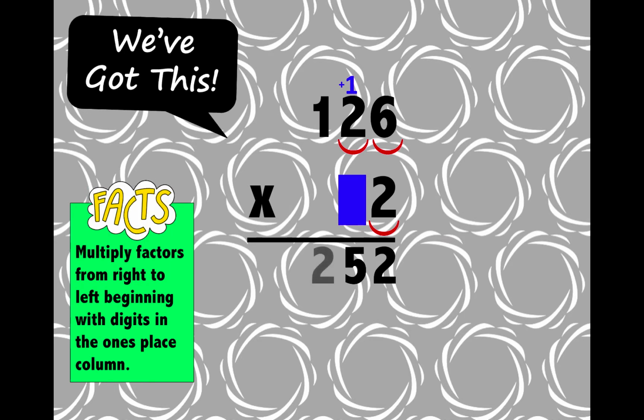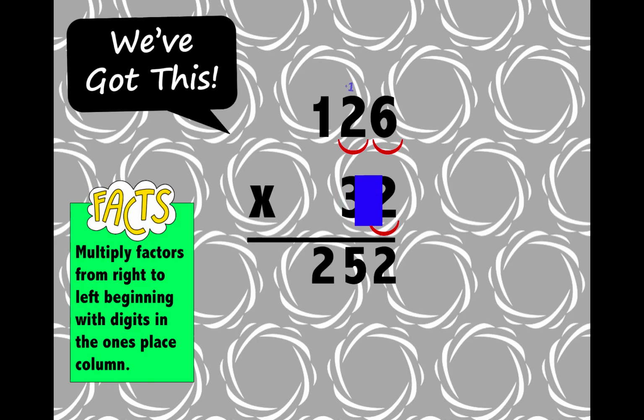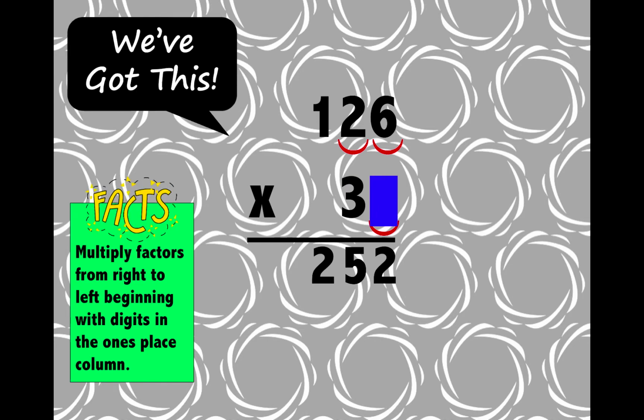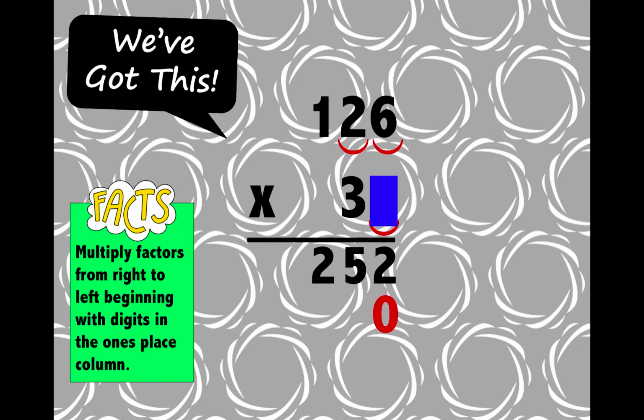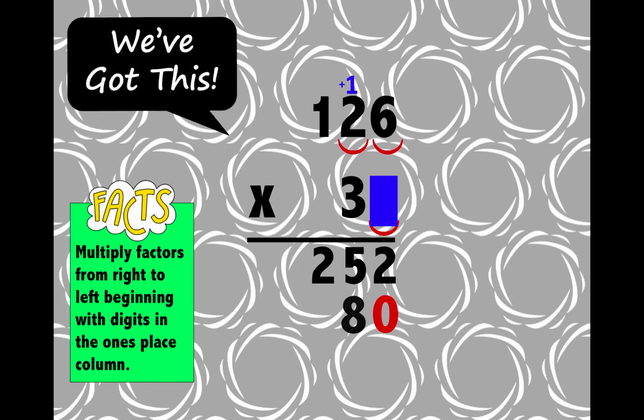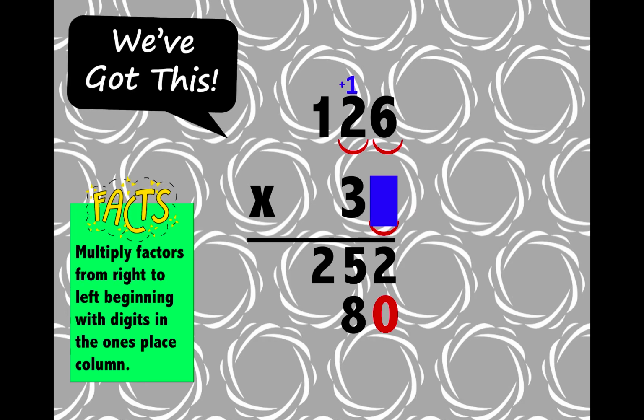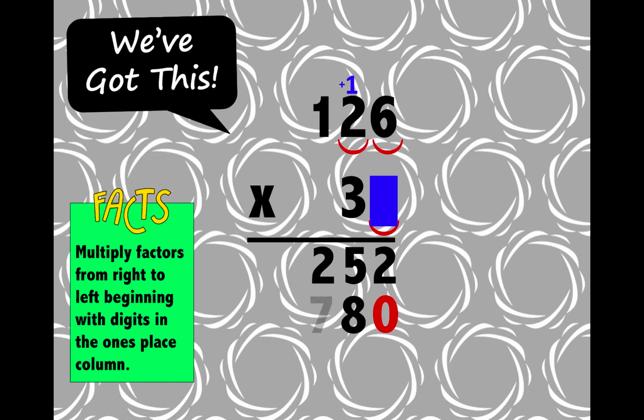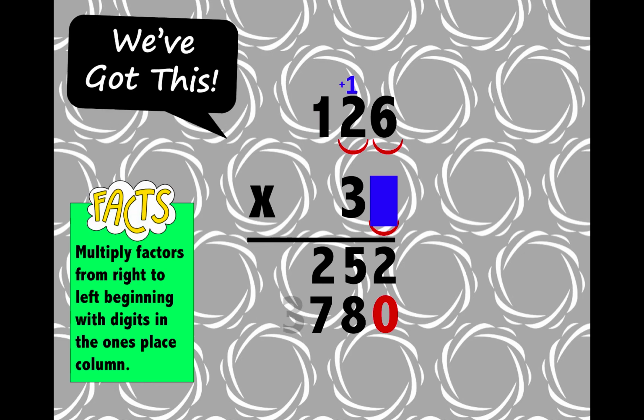Now we're ready to multiply the top numbers by the bottom digit in the tens place value column. First, drop a line and place a 0 in the ones place value column. Now we're ready to multiply again. 6 times 3 equals 18. 8 under the tens place value column, and regroup the 1. Next, 2 times 3 equals 6, plus the 1 we carried equals 7. 1 times 3 equals 3. There are no more numbers to multiply.